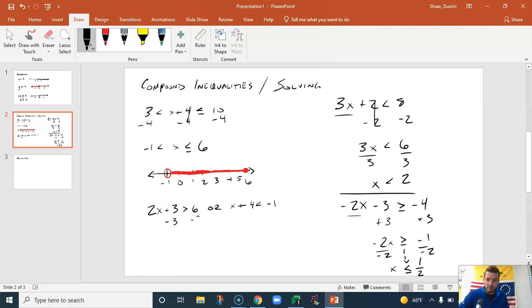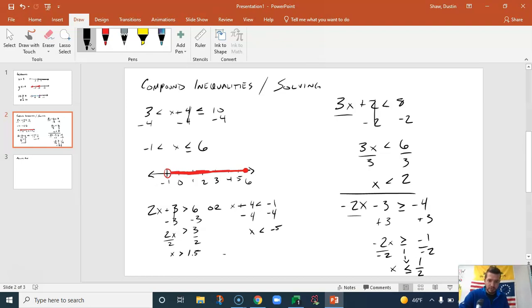So subtract 3 from both sides over here. So I have 2x is greater than 3. Divide by 2. X is greater than, again, 3 divided by 2 is just 1.5, or I could just keep it as 3 over 2, so that's fine. I'll just put 1.5. Okay, and then over here, I'm going to do the same. This one's easier. I'm just going to subtract 4. And this one is going to be x is less than negative 5.